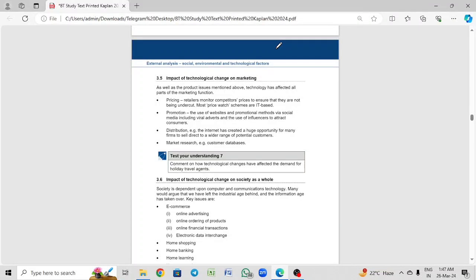Now the impact of the technological changes on marketing. Now pricing. What happens with the prices? Now we, the customers, are smart. The customers are the king. They have a very smart eye towards the prices, which company is selling which product at what price. There must be a price watch by the companies towards the competitors' prices as well. If the competitor is selling at 100 and we are selling at 110, what are the ways that we can adapt to cut down our prices? So there must be a smart watch.